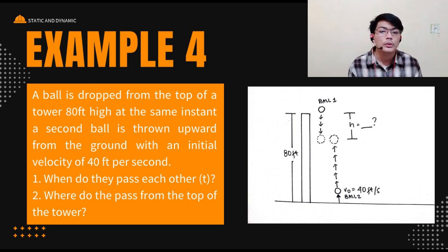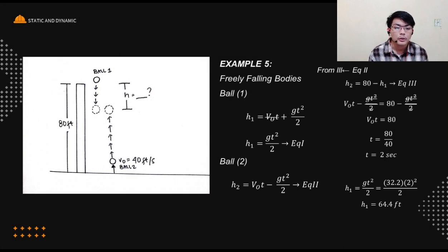So to solve this, let's proceed to free-falling bodies. For our first ball, we're going to use this equation: h1 equals our initial velocity times time, plus gravity multiplied by t squared over 2. Since the velocity here is 0 multiplied by time, we just cancel that out. Now we have h1 equals gt squared over 2, and that should be our equation number 1.